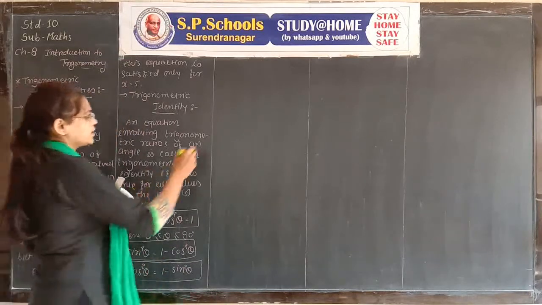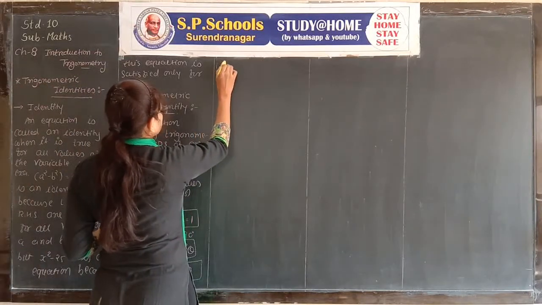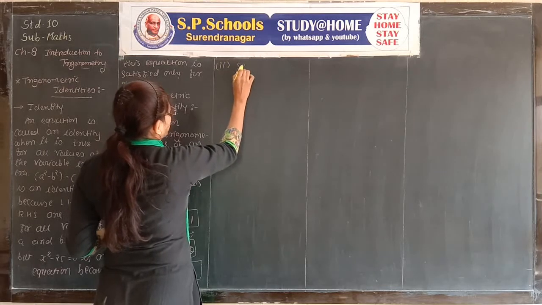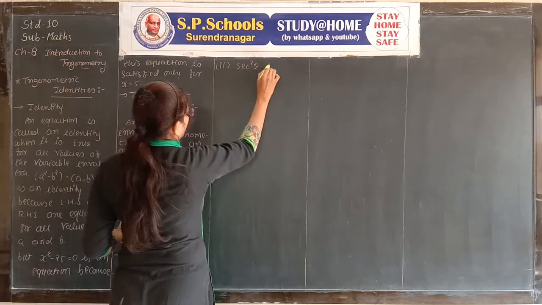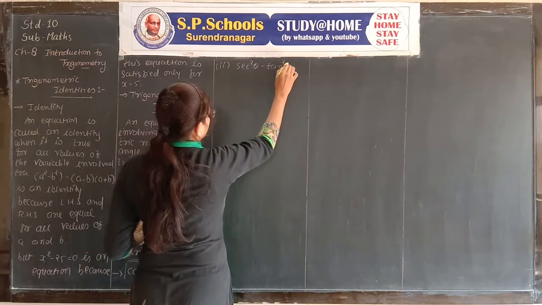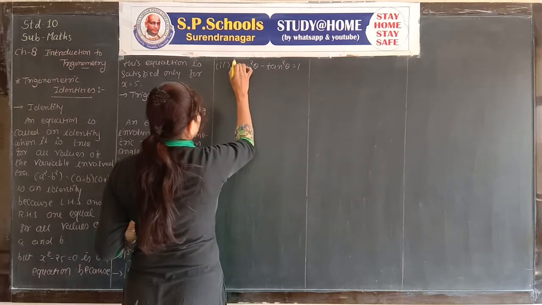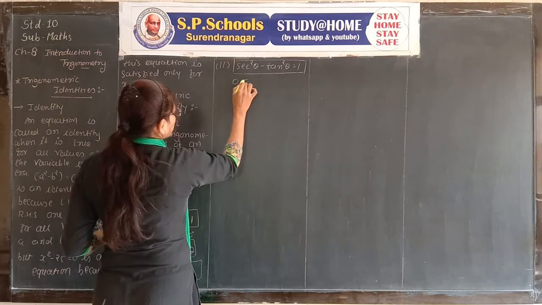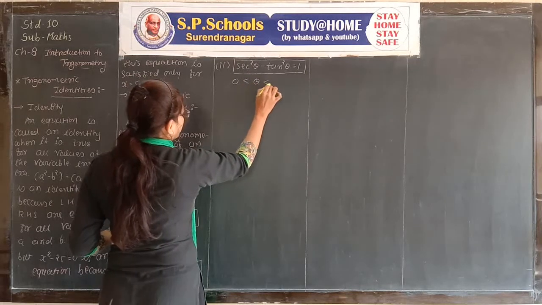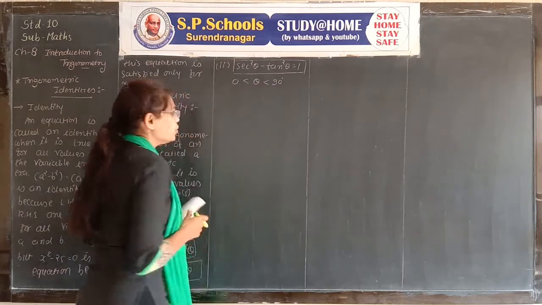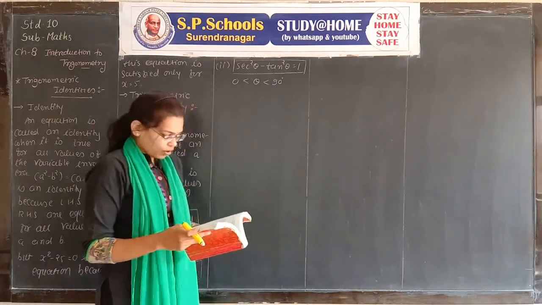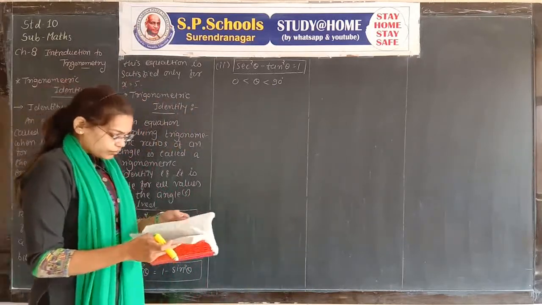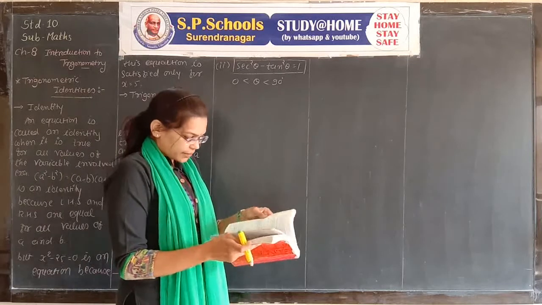Now the second identity is sec square theta minus tan square theta is equal to 1. It is our main identity where theta is greater than 0 and less than 90. But what about including 90 or including 0? For that we have to see the table.